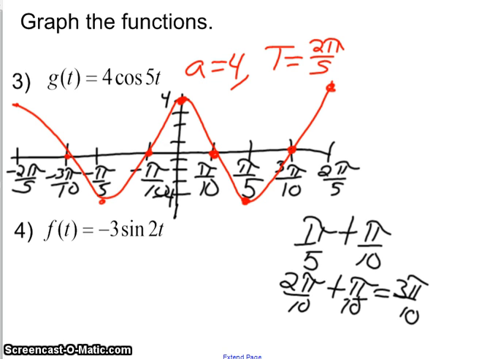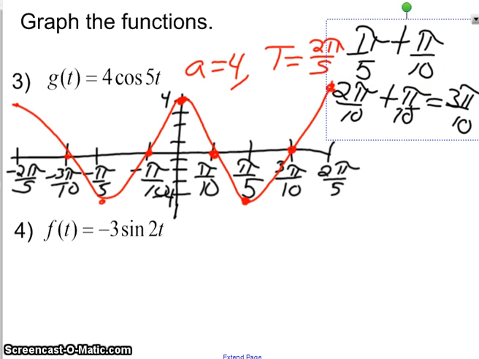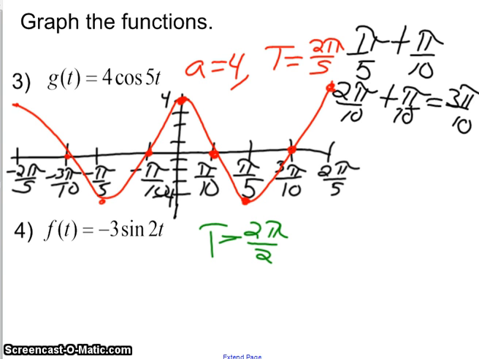Okay, so now problem 4. Here, since A is negative, it's a reflection across the x-axis. It's a vertical stretch of 3. And what's the period? 2 pi over 2. All right, how would that be simplified? Pi. Yeah, just pi.